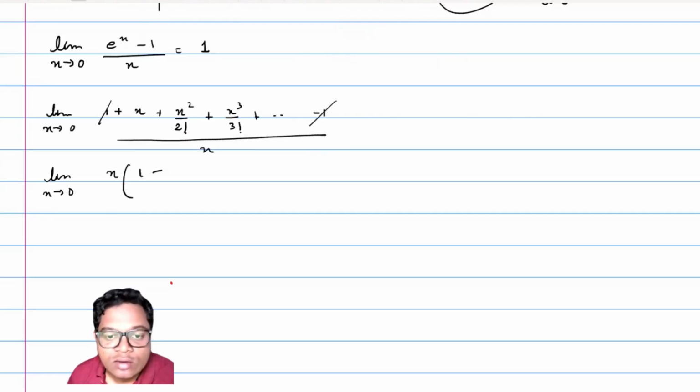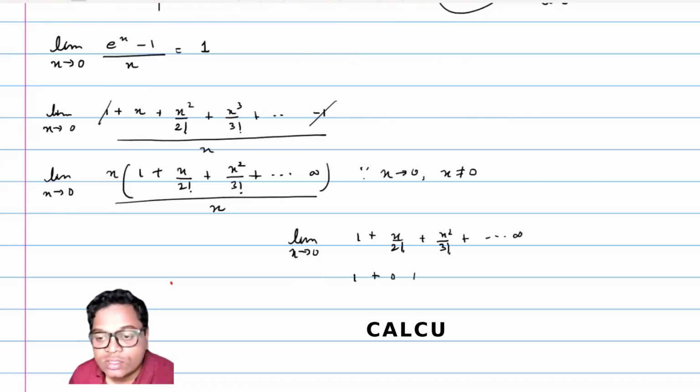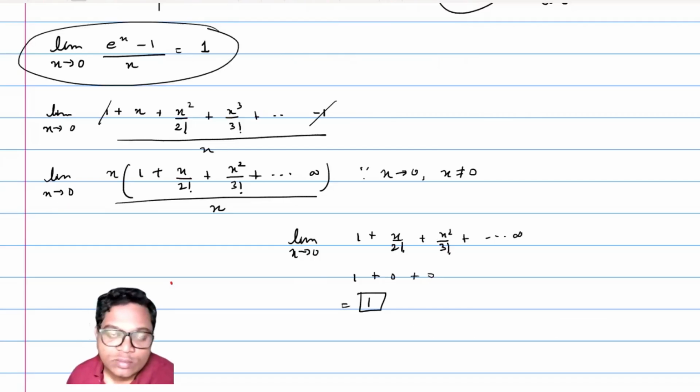If I take a x out, I'll get 1 plus x upon 2 factorial, x square upon 3 factorial. That goes on till infinite, and this is upon x. So we know that as x tends to 0, x is not equal to 0, so this can be removed. And we have limit x tends to 0, 1 plus x upon 2 factorial plus x square upon 3 factorial. So we get limit x tends to 0, we take the limit. So you get 1 plus 0 plus 0. And the answer is 1. So this is the proof for this property.